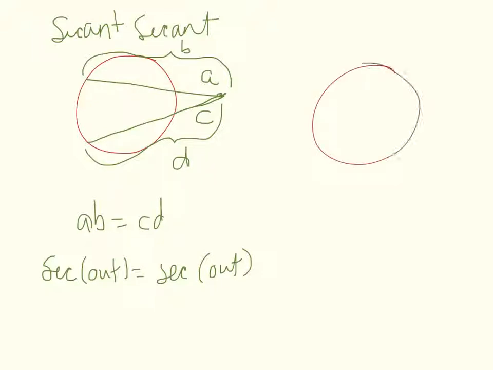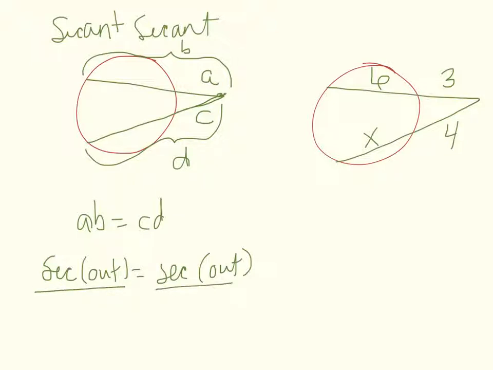So let's go ahead and do an example of that one. So if I would have two secants, and I know the outside piece of the top one is 3, the inside piece is 6, the outside piece of the bottom one is 4, and I want to find the inside piece here, I will have to set it up, and there's going to be a little more algebra involved in this one. Because this says sec out equals sec out. So it is not 3 times 6. Instead, what is the whole secant? Well, the whole secant there is 9.